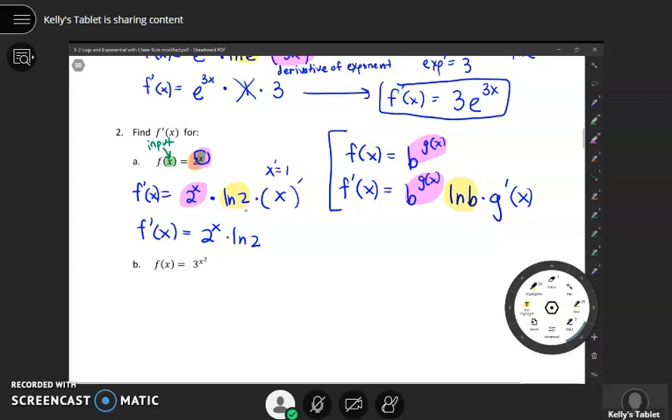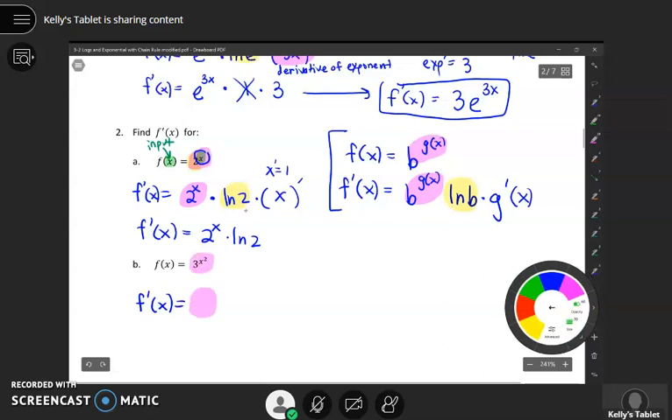Let's look at this next one. Okay, it's exponential. I'm going to follow my rule. My rule says I rewrite my exponential expression. That's going to be 3 to the x squared.